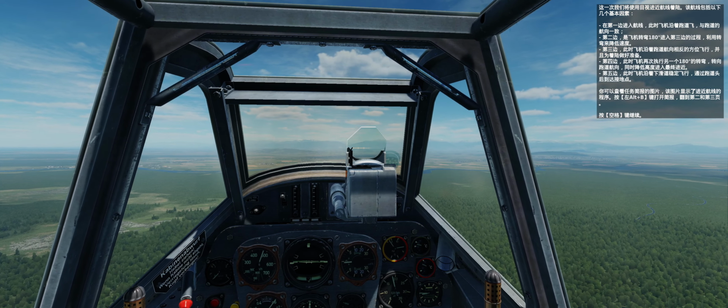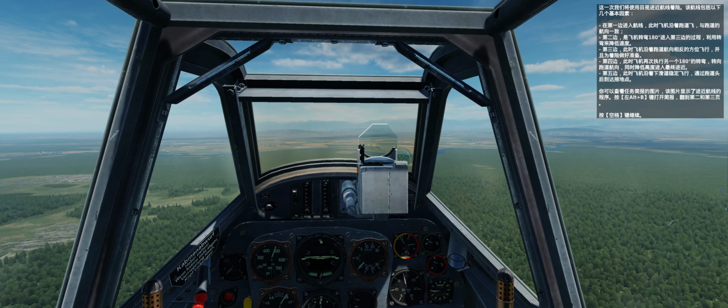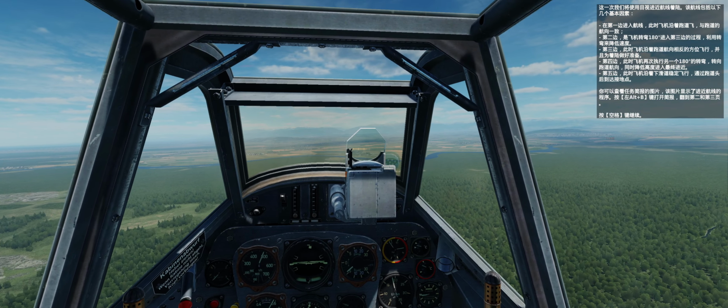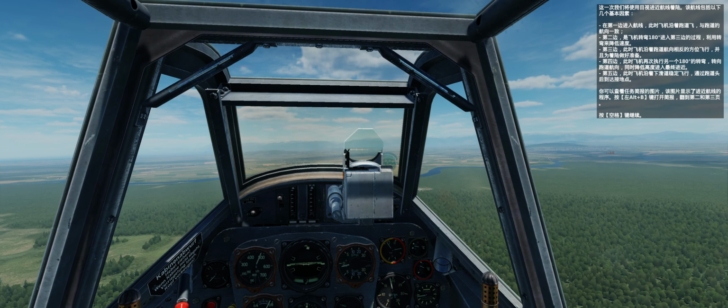You can check the image in the mission briefing showing an example of the overhead approach pattern. To open the briefing, press left Alt and B and proceed to the second and third page of the briefing.